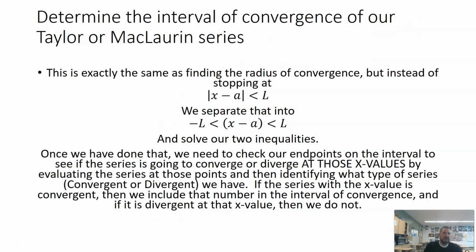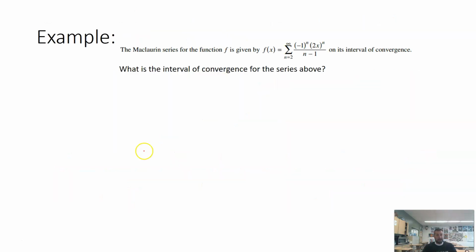Once we find our radius of convergence, usually what we use that to find is our interval of convergence for that same series. So instead of stopping right there, we separate our inequality into two separate ones and then solve for x. Remember we had the absolute value of x is less than 1/2. So what that means is x has to be less than 1/2 and at the same time has to be greater than negative 1/2.